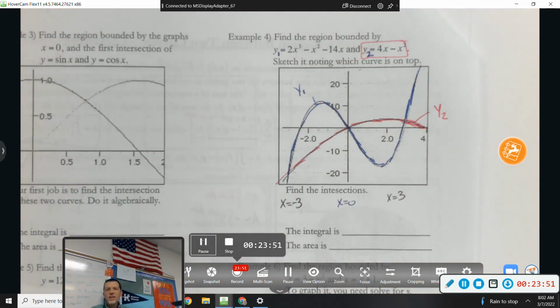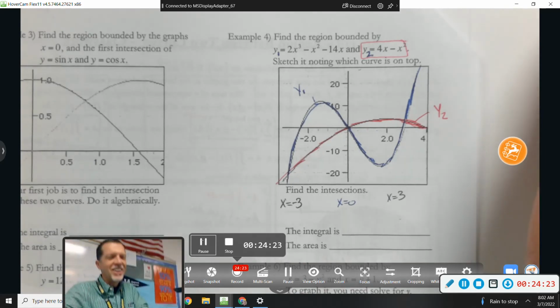All right, the integral is, okay, this one's different. This one's tricky because we have to do top minus bottom. Which one's the top one? That's a trick question. Which one is the top function? There isn't a top one. That's a fair answer. You're right. Something's tricky going on here.